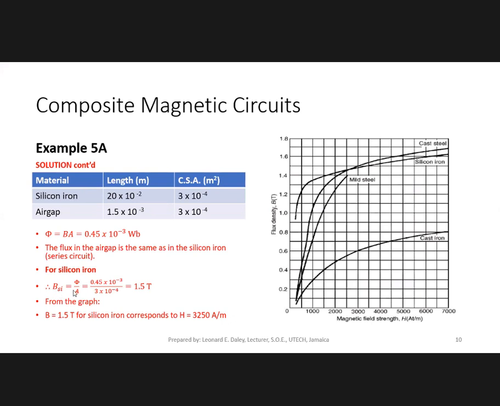So for silicon iron, I want to find the flux density, since we're going to be using these characteristic curves. The flux density would be phi divided by the cross-sectional area for the silicon iron. And that works out to be 1.5 Tesla. So we go on the graph now and we look for 1.5. So 1.5 is here, and silicon iron crosses it about here.